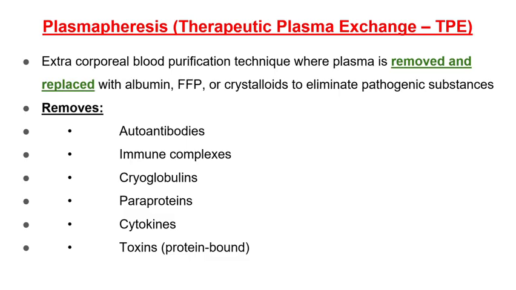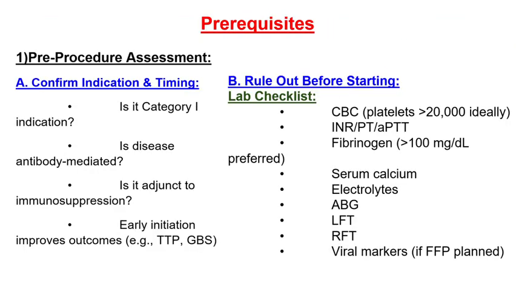Plasmapheresis, therapeutic plasma exchange, is an extracorporeal blood purification technique where the plasma is removed and replaced with albumin, FFP, and crystalloids to eliminate pathogenic substances. It removes autoantibodies, immune complexes, cryoglobulins, paraproteins, cytokines, toxins.